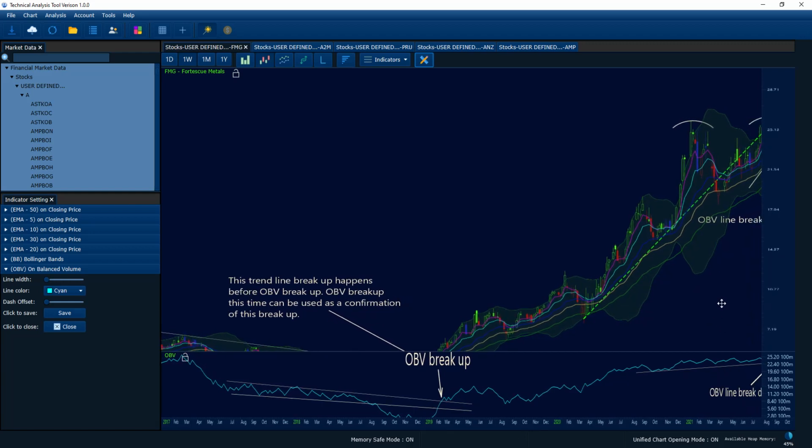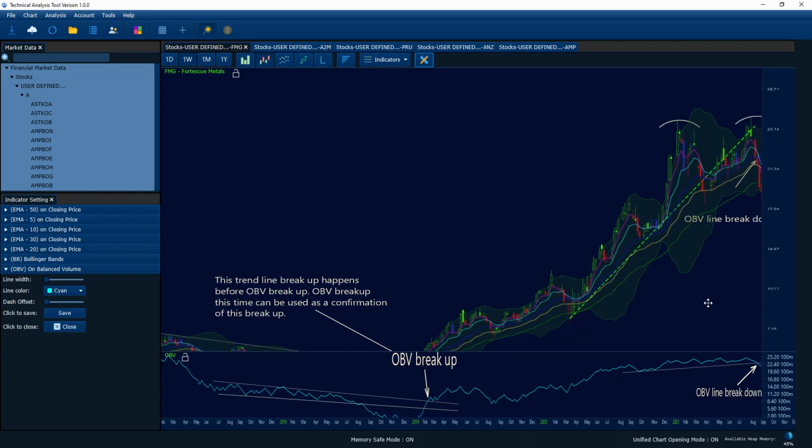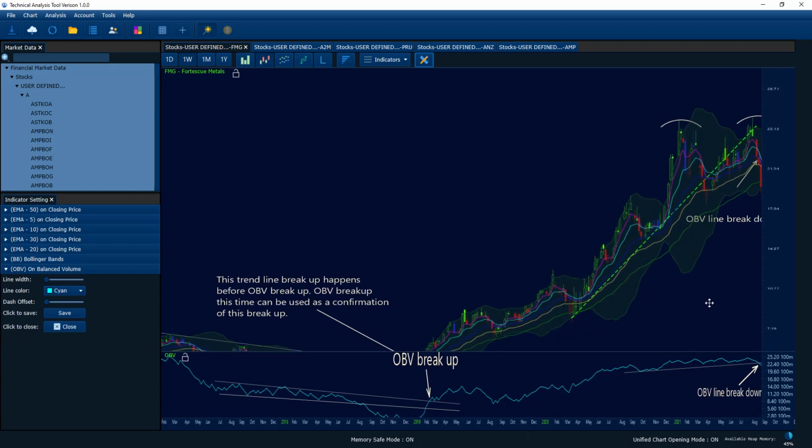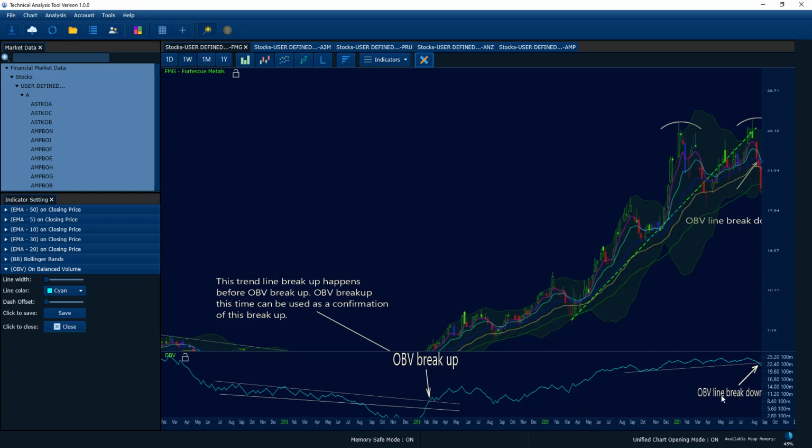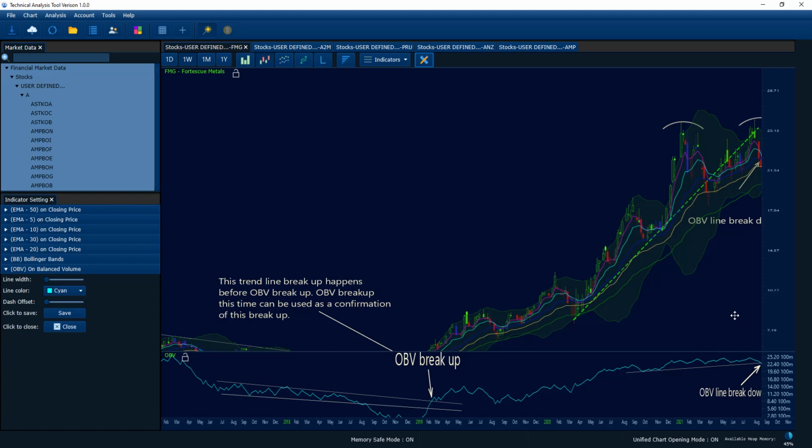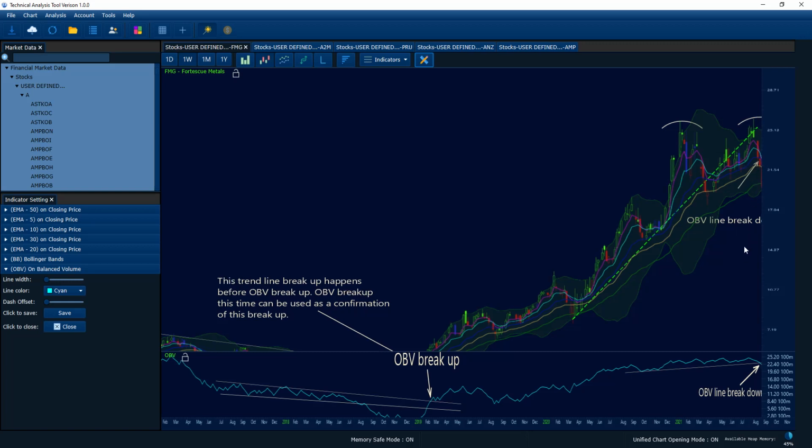As you can see, if you're waiting for the OBV trend line to break down, you probably can sell from here. That's the actual OBV line breakdown, right? So in that down bar, that particular day, yes, you can still sell a little bit higher than the trend line breakdown, but it's not much difference, right? So it's just a little bit higher here. If you trade based on the OBV trend line breakdown, you can sell here. That's a little bit better.